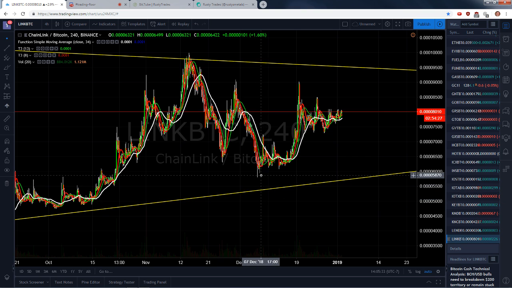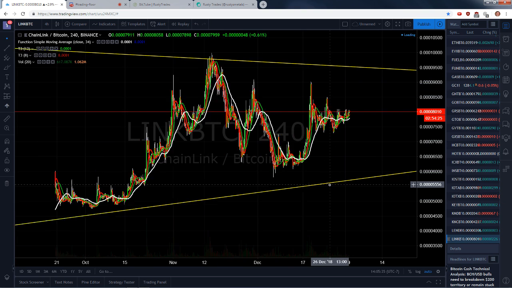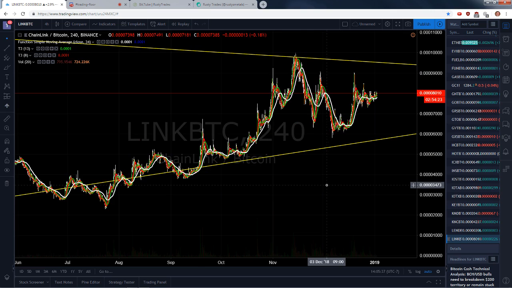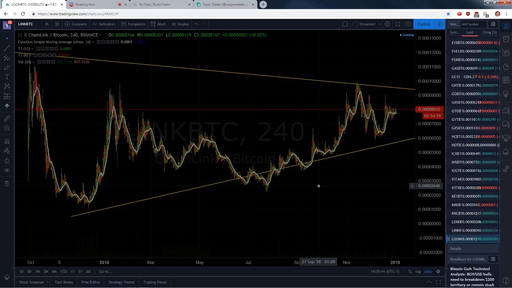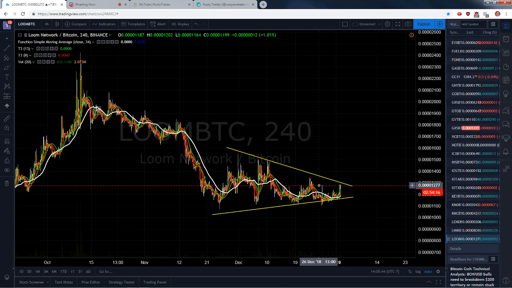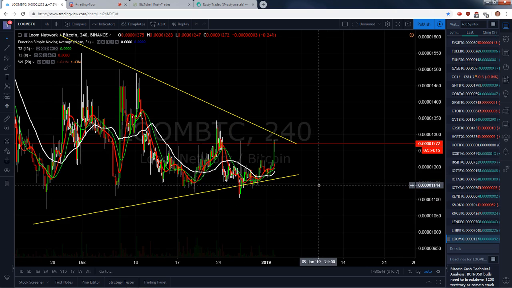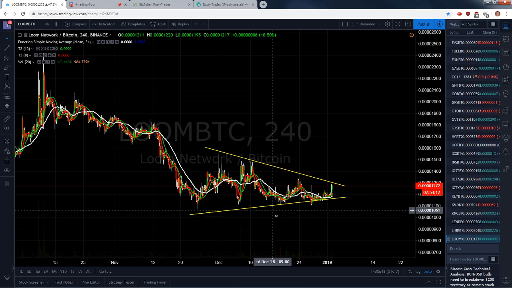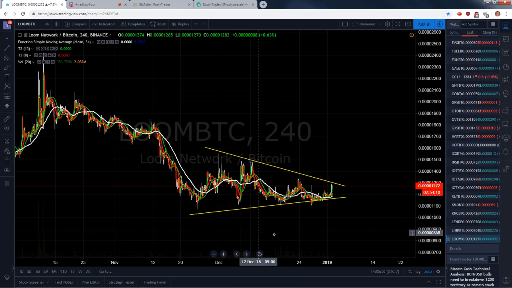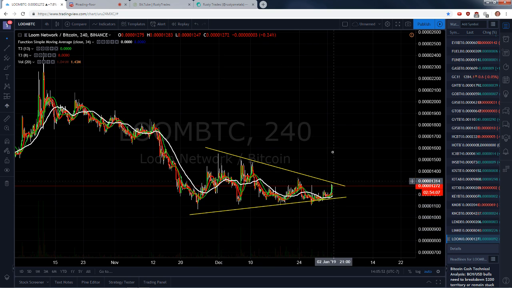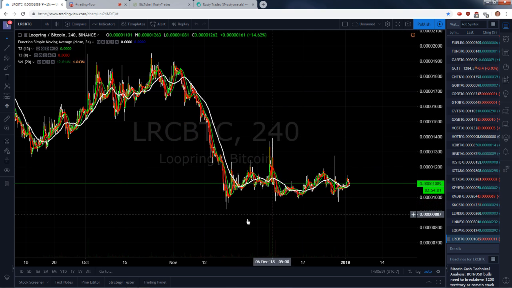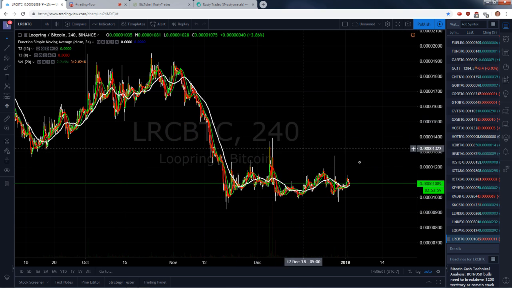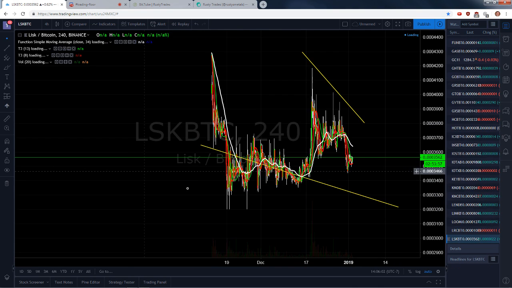Left shoulder, head, right shoulder. Let this thing complete. Boom. Back into resistance. Let's see if it'll break through or come back and consolidate just one more time. Higher lows, breaking out those ascending triangles, trying to get these things moving.